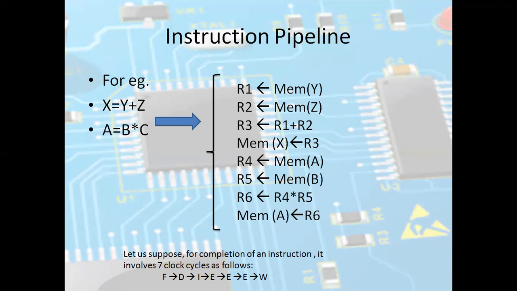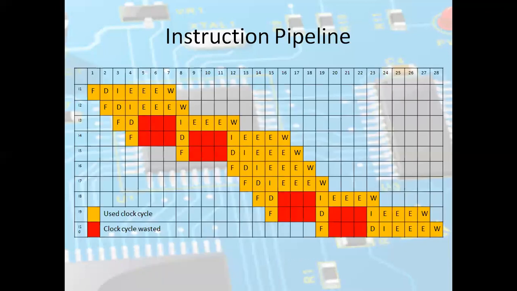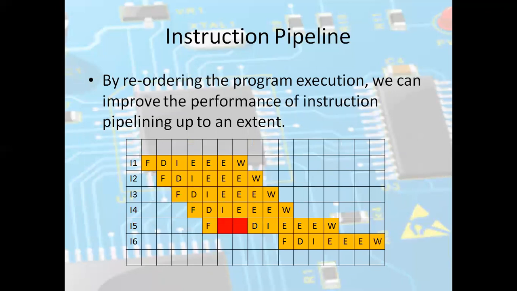To minimize this delay, towards the ideal condition, we have to use R1, R2, then R4 and R5, because there are no dependencies if we use this sequence. So if we change the sequence, then the idle time of the processor can be minimized. If we use the previous sequence, we see that so many instruction cycles are wasted. But by reordering the program execution, we can improve the performance of the instruction pipeline up to an extent. So we can improve performance by changing the execution sequence: first R1, second R2, third R3.